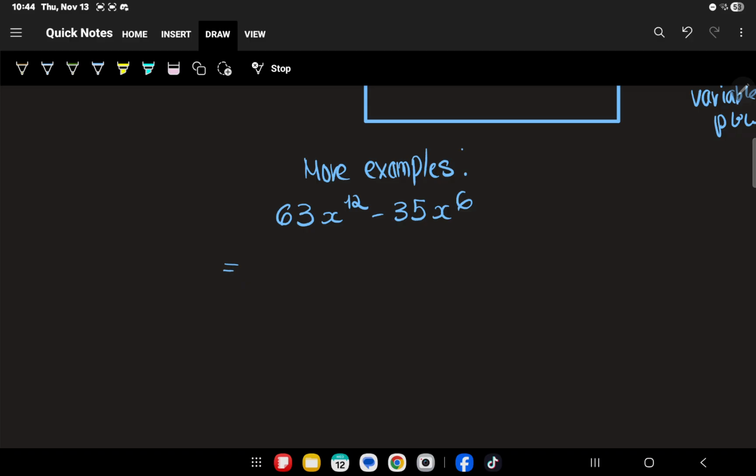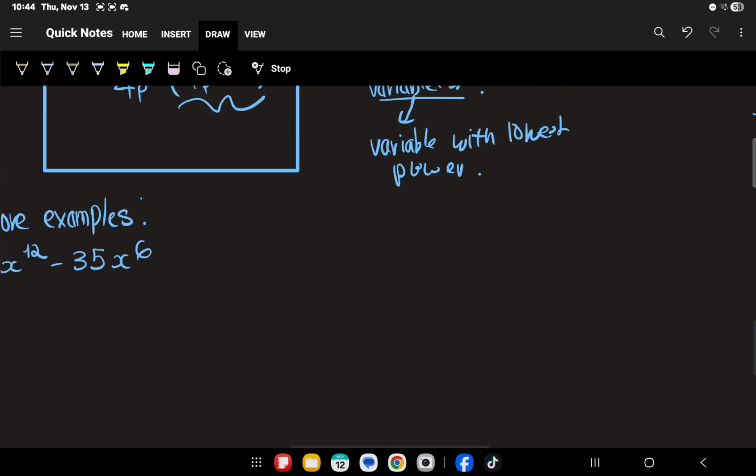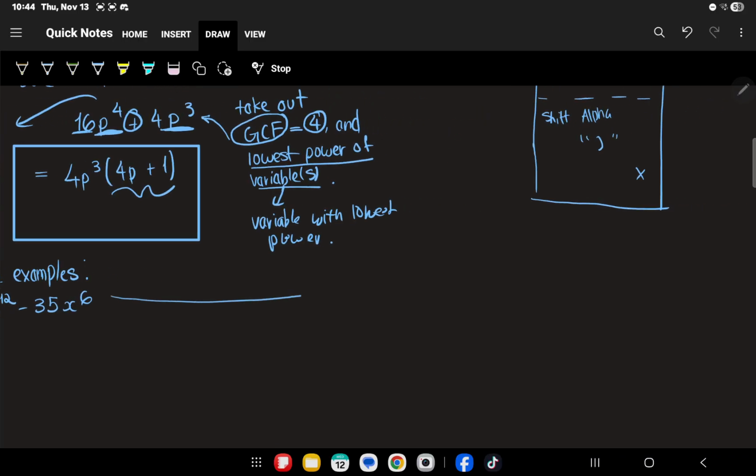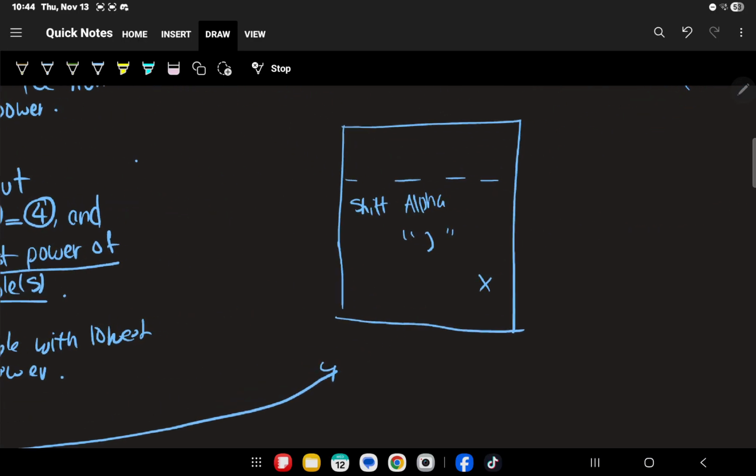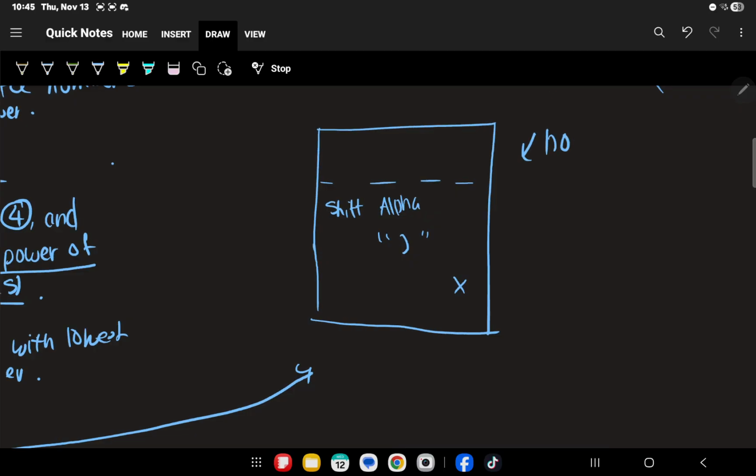So let's look at this example. A tip on your calculator: when you're dealing with larger numbers to find the GCF, you can just plug it into your calculator. So let's go here, in order to find the greatest common factor. First of all, you see the shift button, the alpha button, a right parentheses button, and the multiplication button. Those are the 4 buttons you need on your Casio calculator.